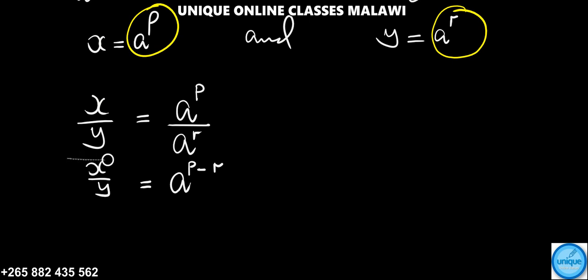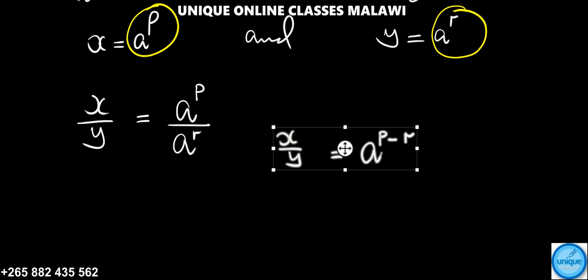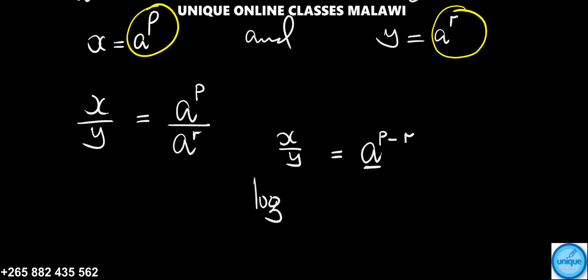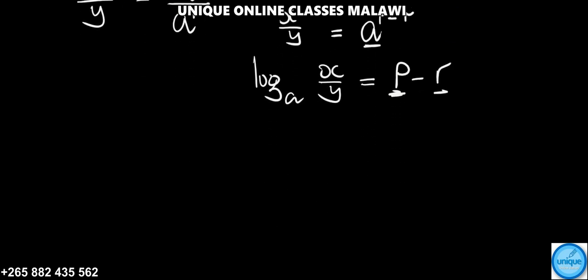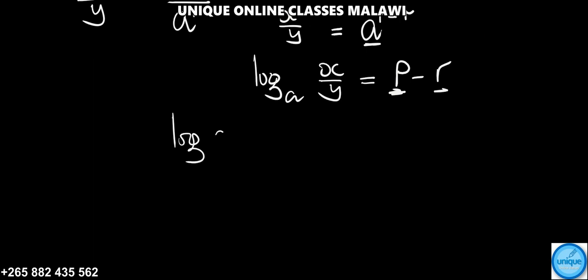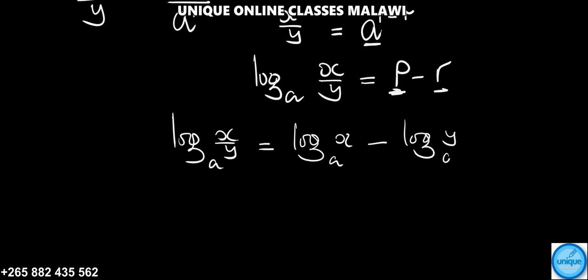Now what I need to do is change this back into log form. We have base a, and the number is x divided by y, so log of x divided by y base a is equal to p minus r. Since p represents log of x base a, and r represents log of y base a, we can replace these. So log of x divided by y base a is written as log of x base a minus log of y base a.